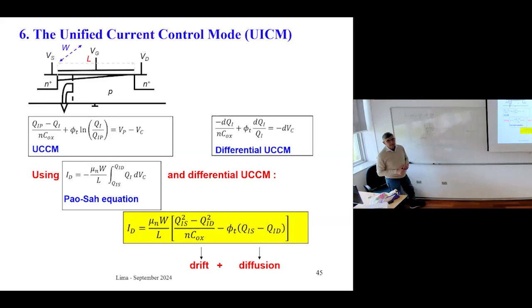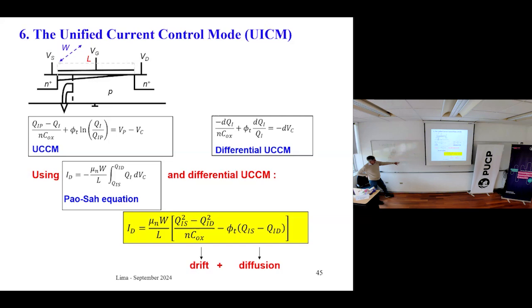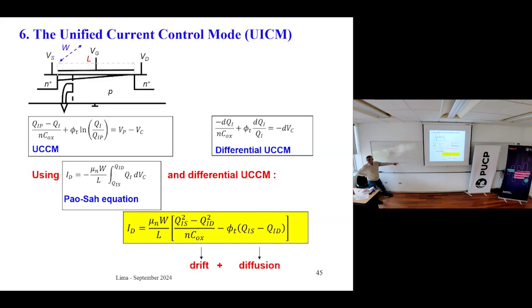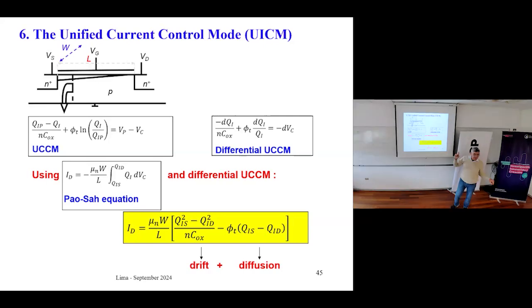Okay? Now, I can solve this differential equation. Look here, QI times dQI. The integral of this is QI squared over 2. This one is QI simply. Then I can replace with the limits and find a final expression, which is this one here. Okay? This is just the solution of that differential equation.